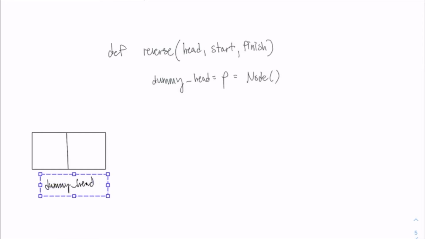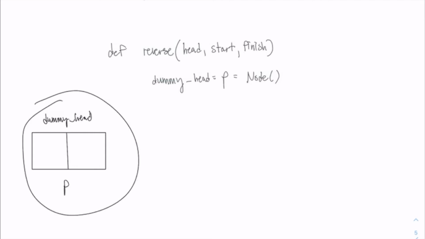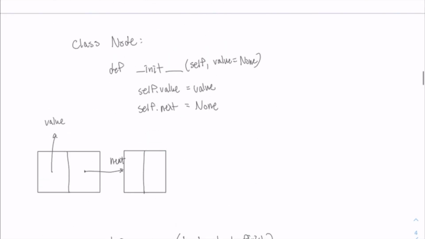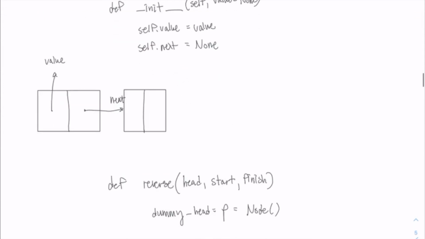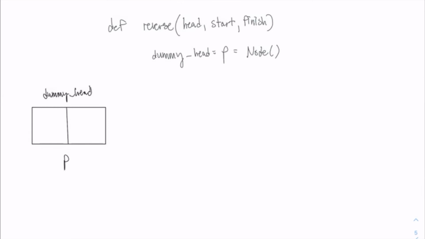Let me actually move it up here because this is permanent. This will always be the dummy head. And P, I'll write it below because this will change. And this is an iterator variable, and both of these are equal to node, which means that we are now able to give this the dot value and dot next characteristics that we've implemented in our class node definition. So this is what we have so far after implementing this line of code.